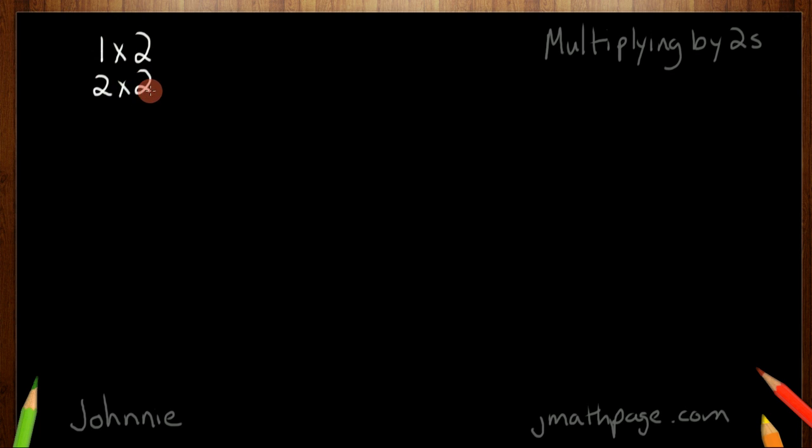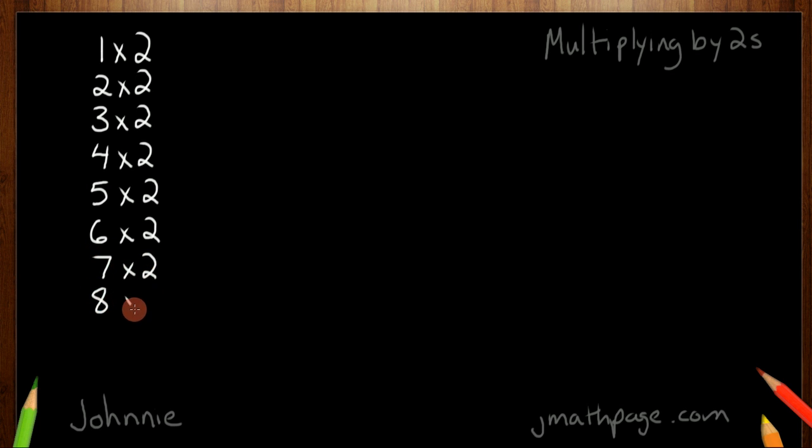Today we're going to be thinking about multiplying by twos. Now, sometimes we'll see some multiplication table set out something like this. So we might see 1 times 2, 2 times 2, 3 times 2, 4 times 2, 5 times 2, 6 times 2, 7 times 2, 8 times 2, 9 times 2, and 10 times 2.